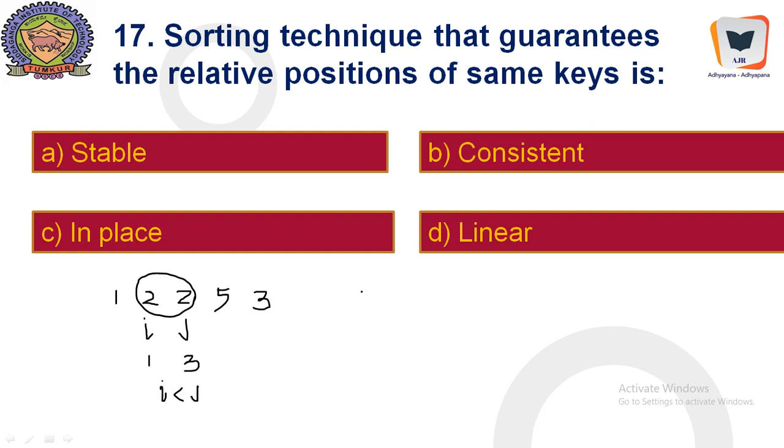After sorting, what happens? 1 is here, 2 is here, this 2 is also here, 3 will come over here, 5 will come over here. This is the same 2. It becomes I dash, and this becomes J dash. And here again, it is 1 and 3. So if the relative positions of the equal valued elements in an array before sorting don't change even after sorting, then such a sorting algorithm is called a stable sorting algorithm.